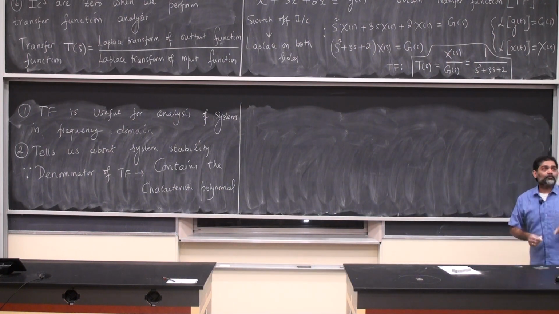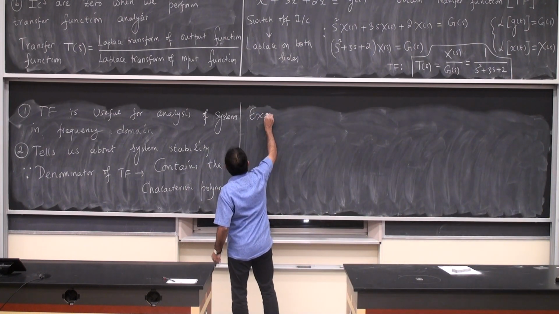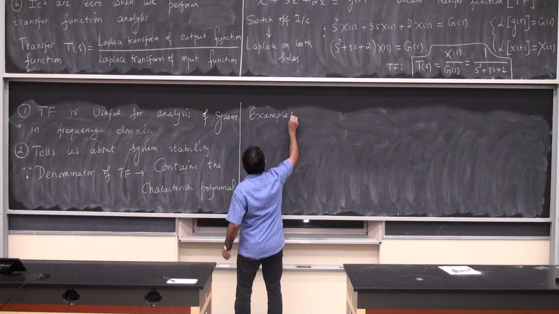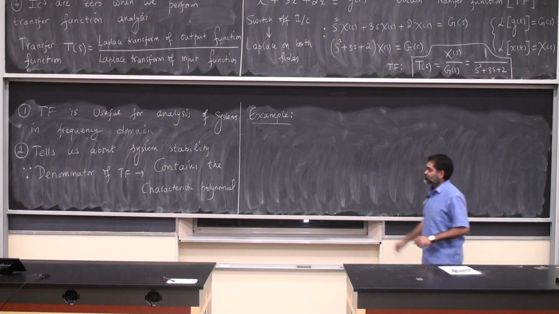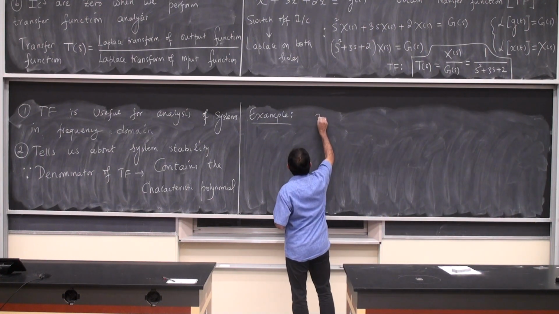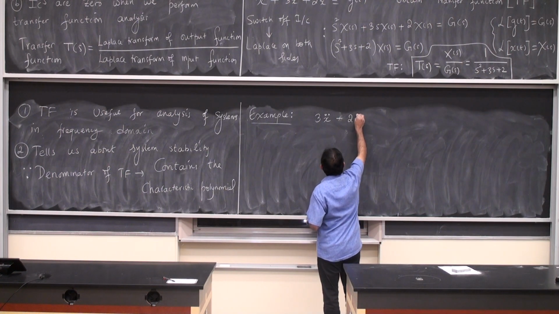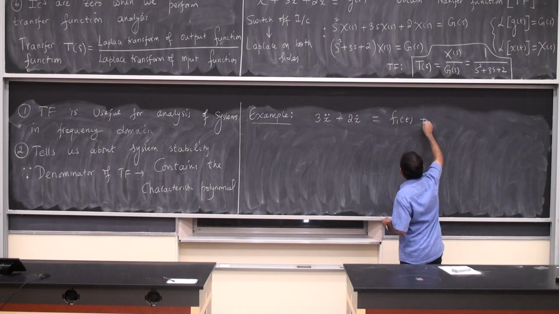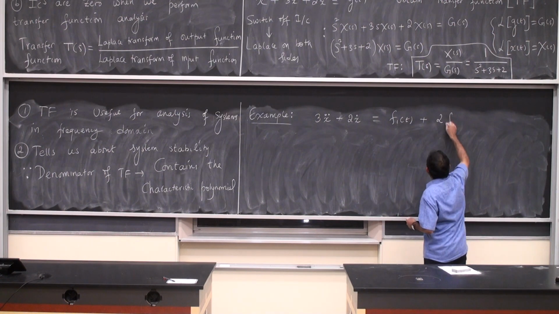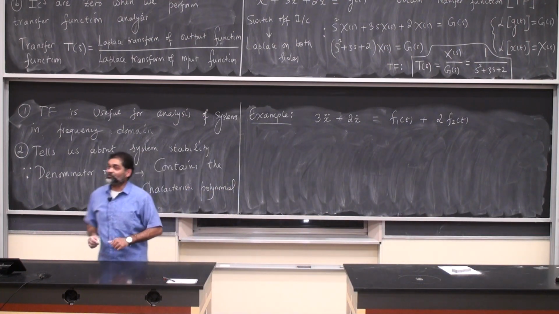Two more things I want to do before we close shop today. The first thing is another example. Let's say I have the following system: 3x double dot plus 2x dot is equal to f1 of t plus 2 times f2 of t. So there are two input functions to the system.